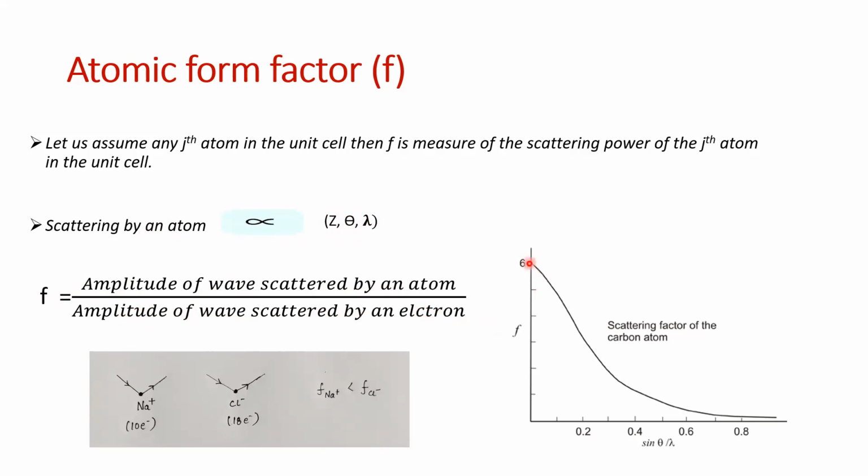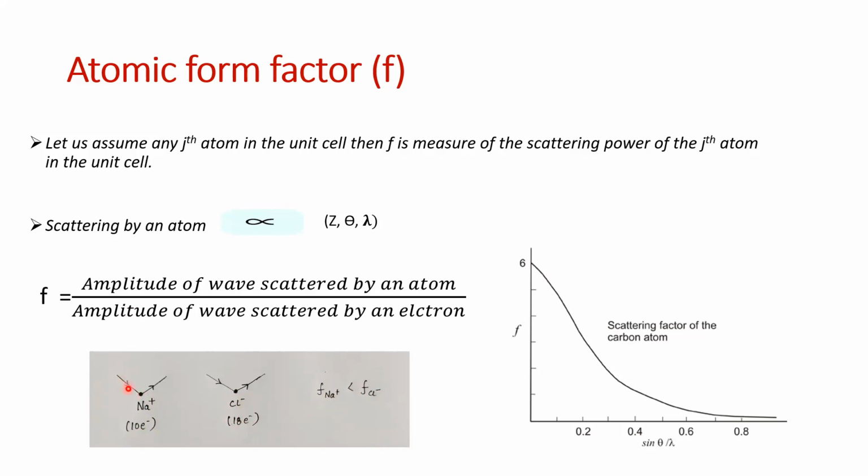And this is the graph of the scattering factor of the carbon atom, where f, the atomic form factor, is plotted against sine theta by lambda, so the dependence of f on the wavelength is represented here. And this diagram shows that the form factor of Na plus is less than that of Cl minus. In the case of Na plus, we have 10 electrons, and in the case of Cl minus, we have 18 electrons.